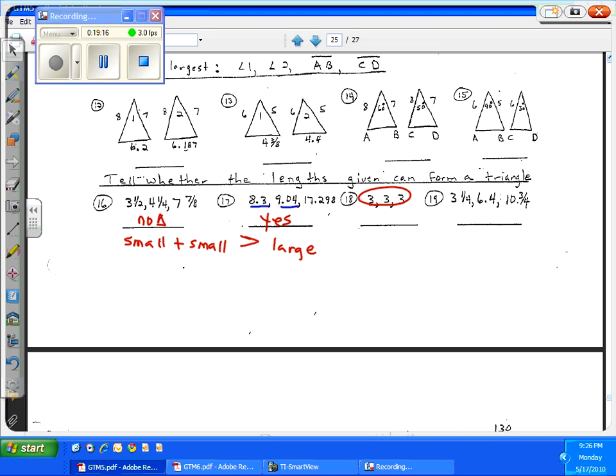Is that a triangle? Yes, it's equilateral, but we can check it out. Small 3 plus small 3 is 6, compared to 3. The sum of the smaller two is greater than the larger, so yes, it is a triangle, and we knew it was to begin with. It's an equilateral triangle.